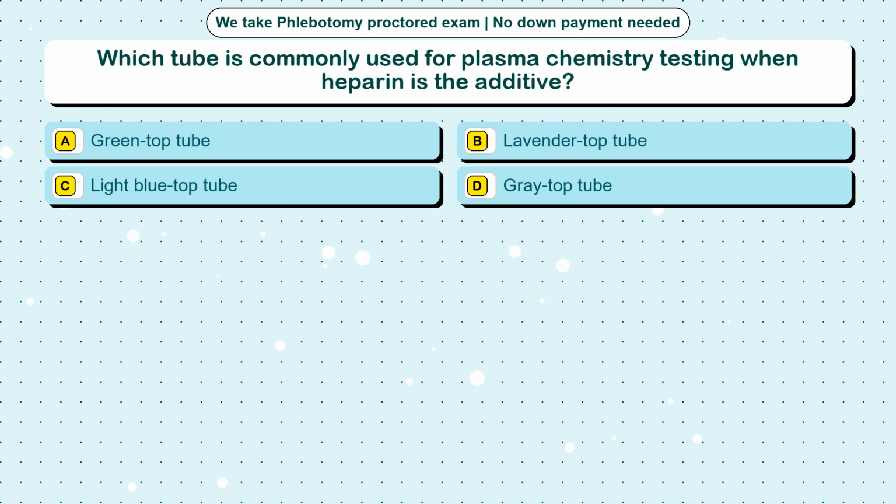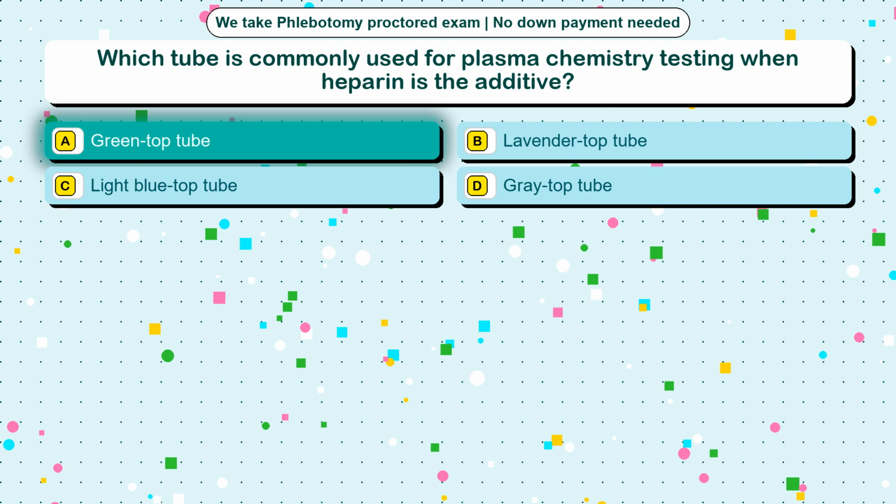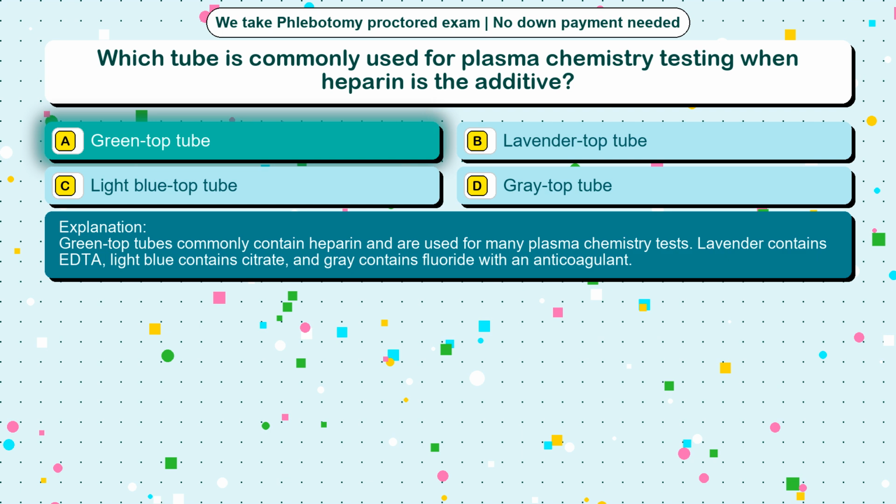Question 16. Which tube is commonly used for plasma chemistry testing when heparin is the additive? Option A, green top tube. Option B, lavender top tube. Option C, light blue top tube. Option D, gray top tube. The correct answer is option A, green top tube. Green top tubes commonly contain heparin and are used for many plasma chemistry tests. Lavender contains EDTA, light blue contains citrate, and gray contains fluoride with an anticoagulant.